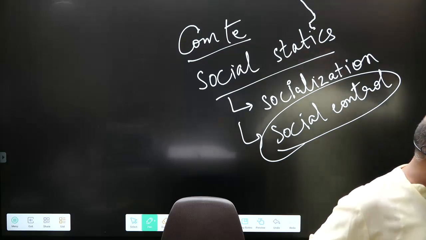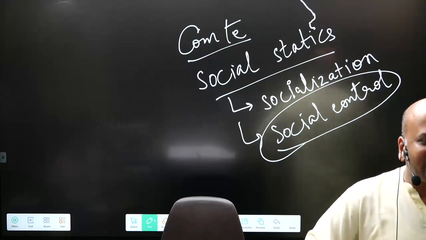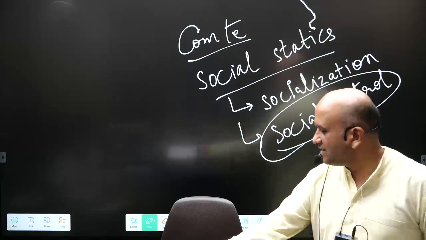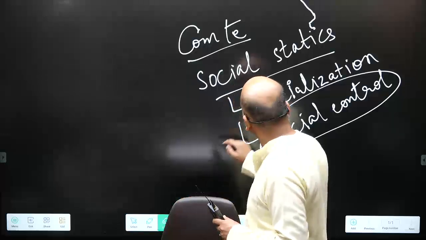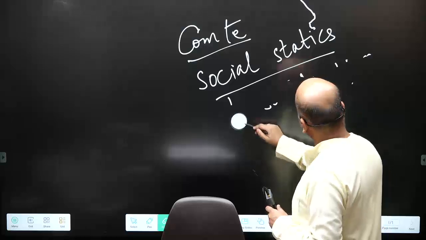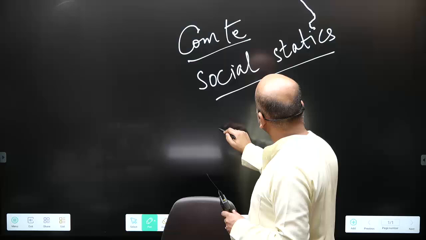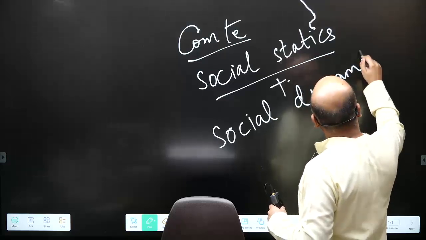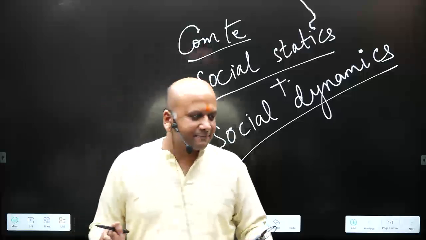In other words, while there is a continuity in many aspects of our social lives, it is also equally characterized by changes in several aspects. So Comte said that sociology is the study of social statics and social dynamics. Sociology is the study of social statics and social dynamics.